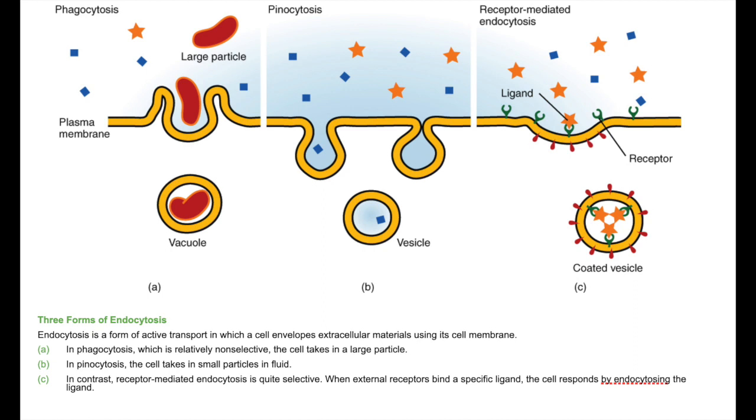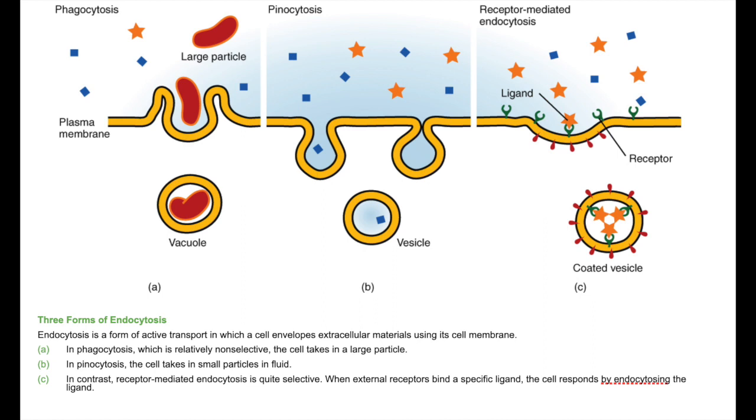This is specific to larger particles and is also referred to as cell eating because a vacuole is formed between the plasma membrane and the particle, and that forms this sort of circular vacuole that is then allowed to enter the inside of the cell. We then have pinocytosis, which is also referred to as cell drinking. That's because these are concerned with smaller particles. A vesicle is formed between the membrane and these small particles and are easily able to just be transported into the cell.